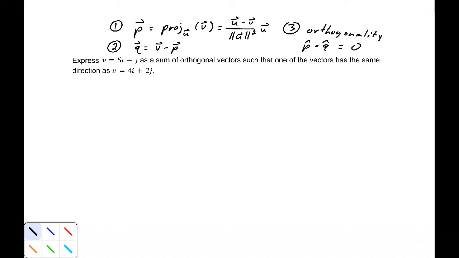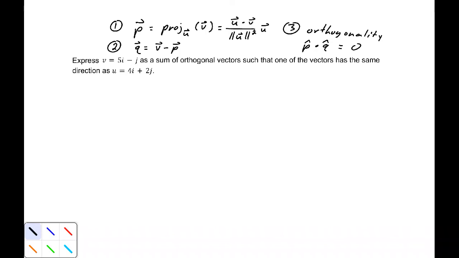Second, we need to make sure that these two sum to be the vector v. To do that, we're going to have the vector q equal to the vector v minus the vector p, that projection that we just found. We subtract it from v to guarantee that the two vectors we find sum to v. And then finally, we want to make sure that they are orthogonal vectors. So we'll check for orthogonality. To do this, we'll find the dot product of p and q. If in fact they are orthogonal, then their dot product will be equal to 0.